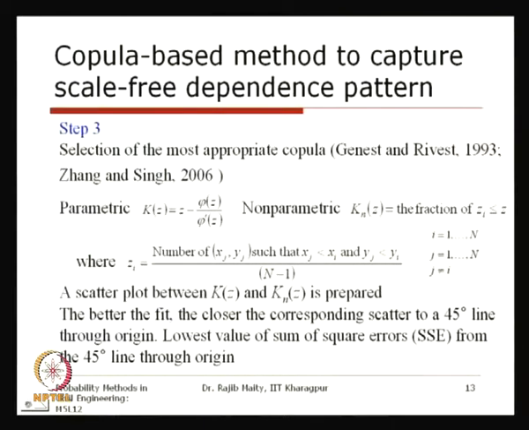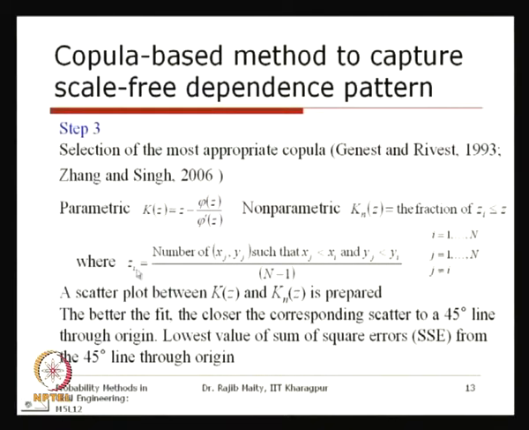Now, in step 3, as I was discussing, is the selection of the most appropriate copula. There are two estimates. One is parametric, that is K(z) equals z minus phi(z) divided by phi prime(z). Now, phi prime is the first derivative of that generator, with z as the variable. So, this one is the parametric estimate of their cumulative distribution, and the non-parametric estimate we also have to obtain from the data that is available to us, that is the fraction of z_i which is less than z. You know that this is basically how we get the cumulative distribution from the data.